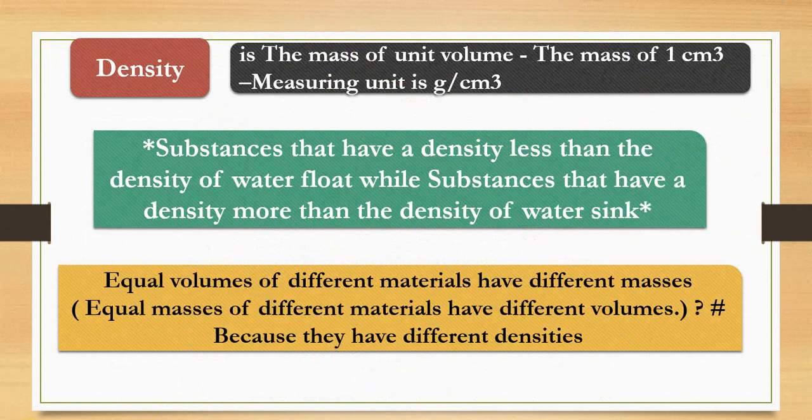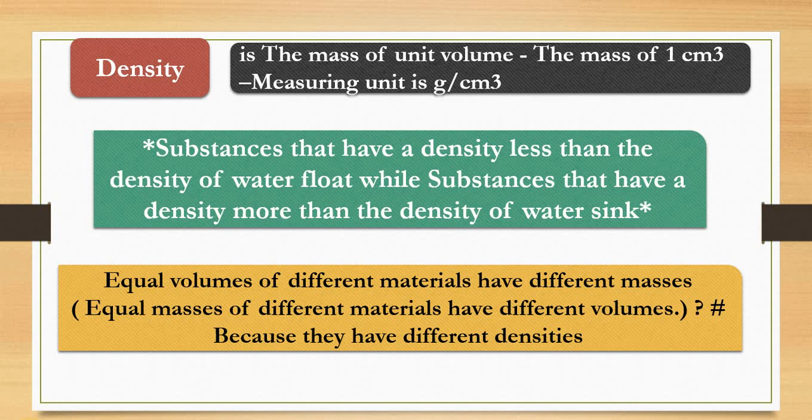The second property we will study is density. What is the meaning of density? Density is the mass of unit volume. The mass of 1 cubic centimeter of matter. The measuring unit of the density is gram per cubic centimeter.